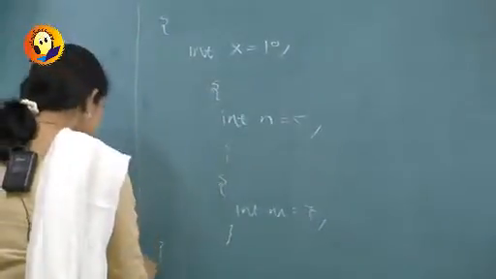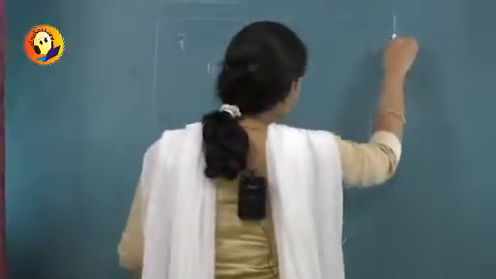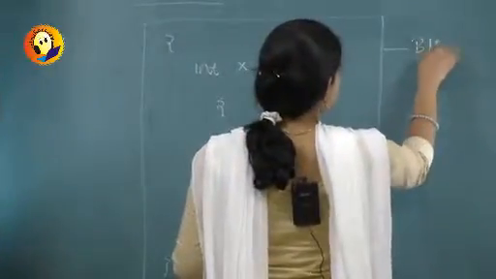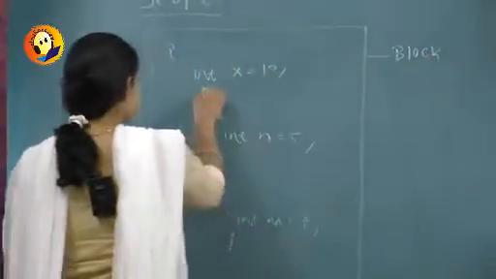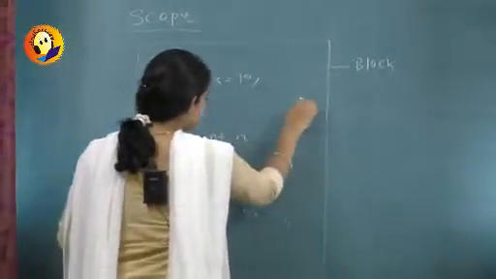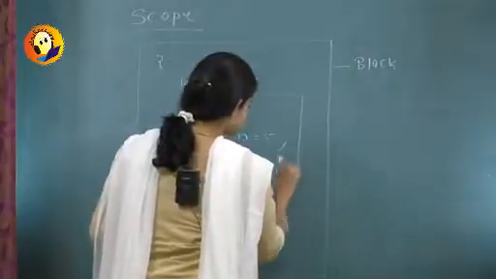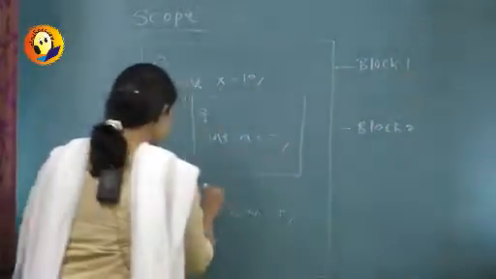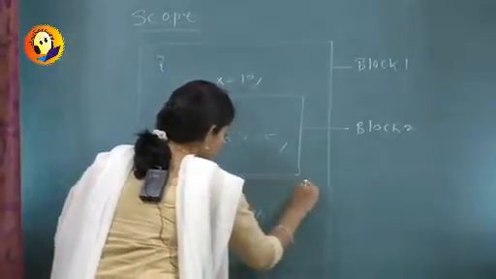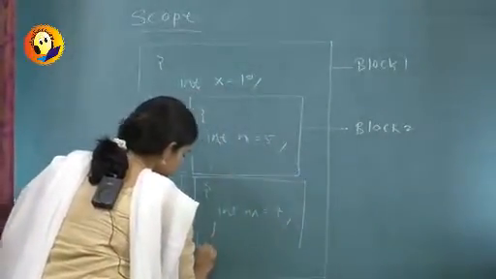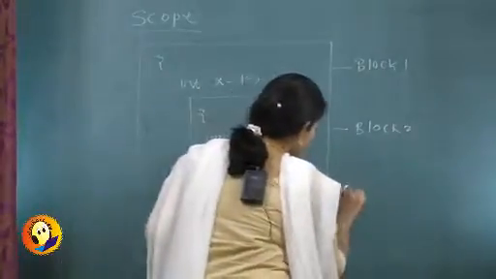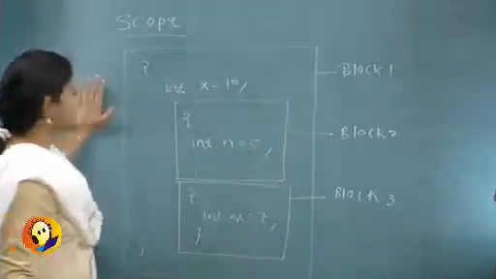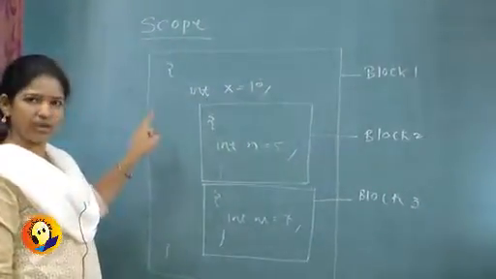So this is the first block, let's say block 1. This is the inner block, let's say I will consider it as block 2, and this is the third block. This is block 3. So let's consider there are 3 blocks in our example.